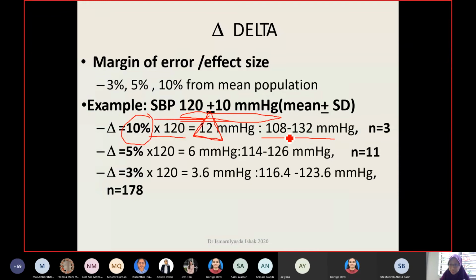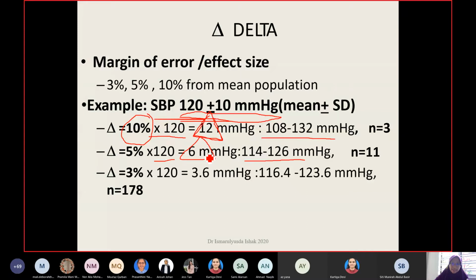Okay, so you want to choose 10%. Alright, just need 3 subjects. However, you say, okay, I don't want 10%, doctor. I want 5%. So 5% times the mean, 5% of 120, you will get 6 millimeter mercury. This is your other delta. So your mean will be between plus minus 6 of 120, which is 114 and 126.